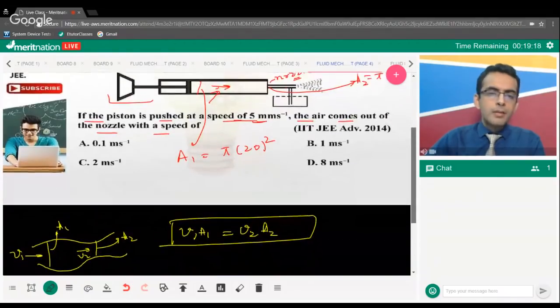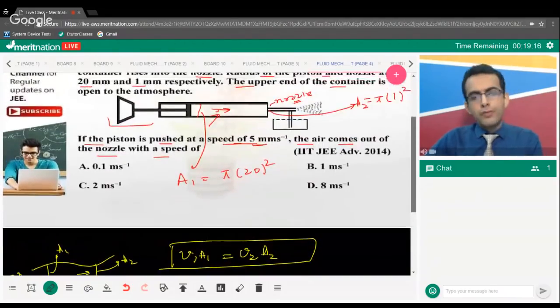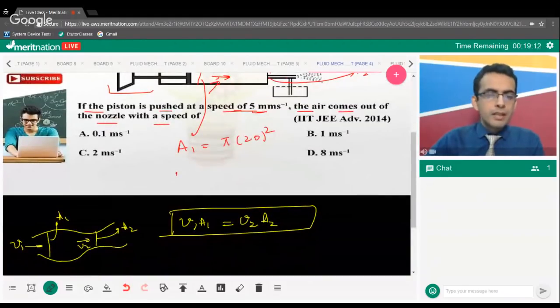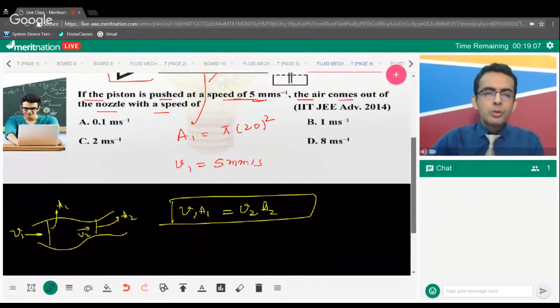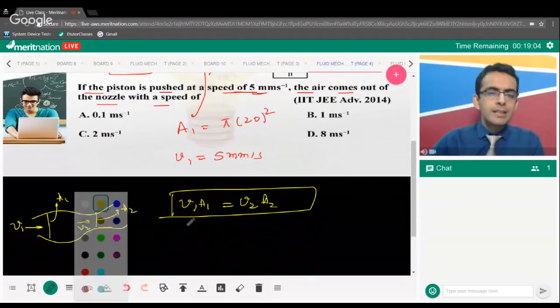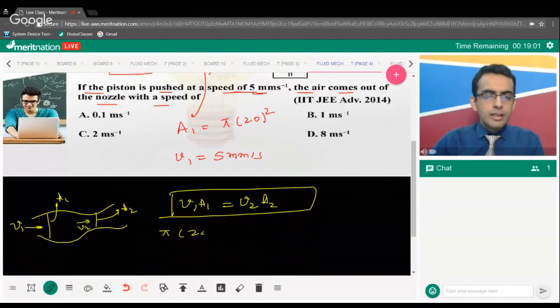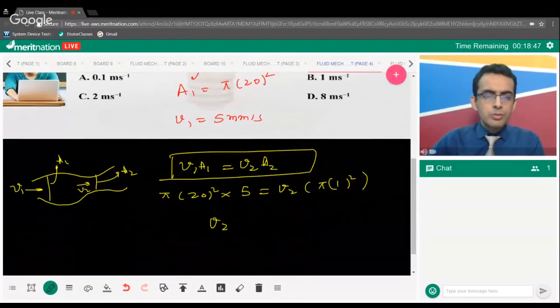Students, you should understand that we have found the areas and now we have to find the velocity. Velocity v1 is given as 5 millimeter per second. Just substitute the values, you'll get the answer. That's very easy, right? Pi into 20 square multiplied by 5 is equal to v2 multiplied by pi into 1 square. So from here, you'll get v2 equal to 2000 millimeter per second, and that means v2 is equal to 2 meter per second.